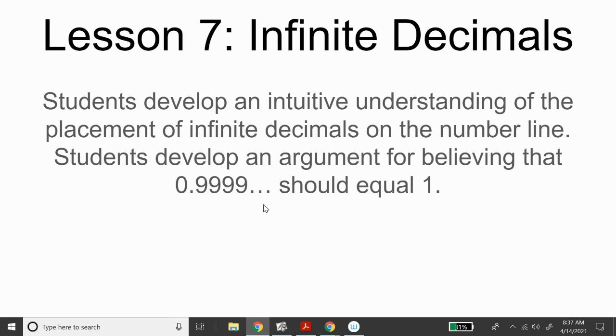Hello, students. Welcome to Lesson 7, Infinite Decimals. So we are going to develop an intuitive understanding of the placement of infinite decimals on the number line. You're going to see a number line and you're going to go, okay, this decimal belongs here. And then you're going to develop an argument for believing that 0.999 repeating should equal 1.